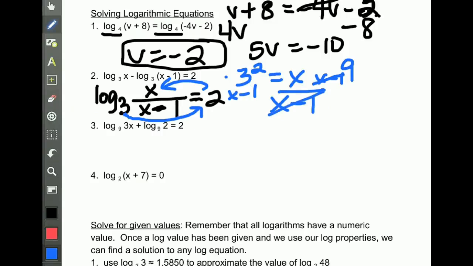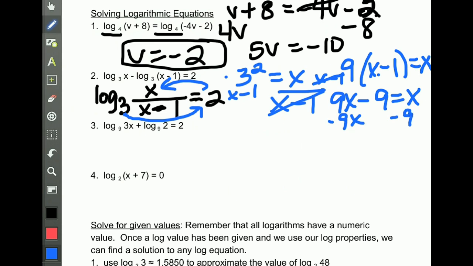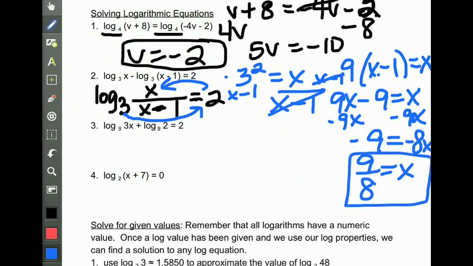So that's going to cancel. So I'll get 9 times x minus 1 equals x. I get 9x minus 9 equals x. I'm going to move that 9x to the other side. So I get negative 9 equals negative 8x. So x equals 9/8. That's for number 2.